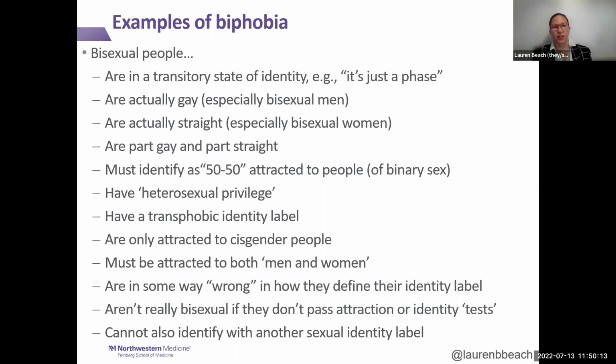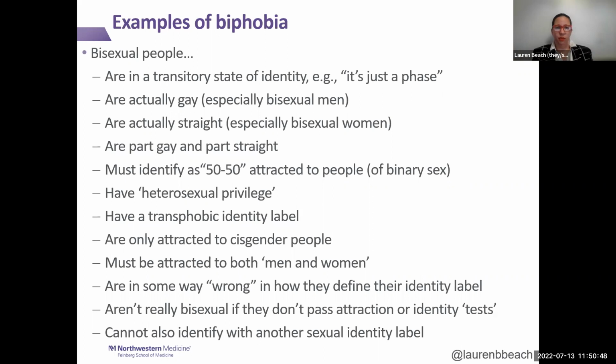So related to that, there's this idea that bisexuality is just a phase, and that especially if you're a man, there's this idea that you're actually gay. If you're a woman, there's this idea that you're actually straight. There's this other weird idea that rather than being bisexual, you're actually parts gay and parts straight. So as a bisexual person, you would be comprised of sexual identities that are anything but your own. There is this idea that bisexual people must be 50-50 attracted to people in that model.